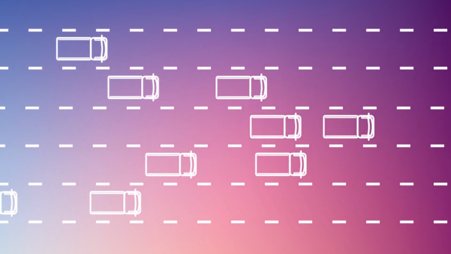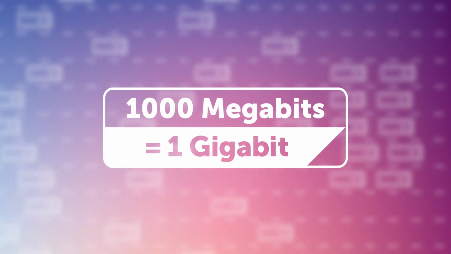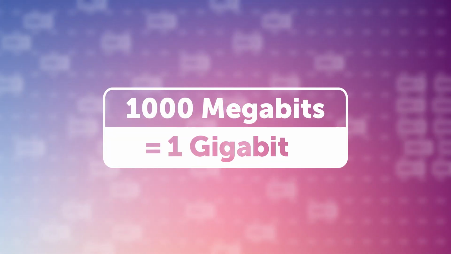Think of it like the capacity of a motorway. Simply, it'll take longer for 10 boxes to get to you travelling on a one-lane motorway. But if that motorway had 5 lanes, our boxes would arrive a lot quicker. Imagine how much data you could send with 1,000 lanes. That's like a 1,000 megabit connection, also known as 1 gigabit.